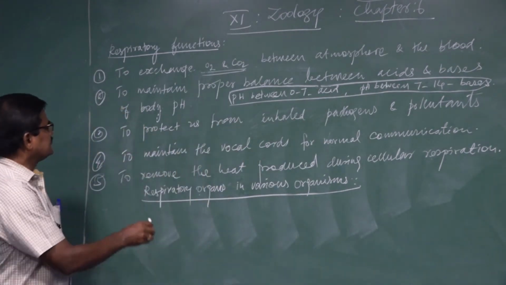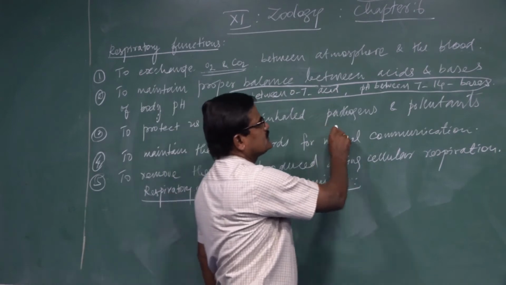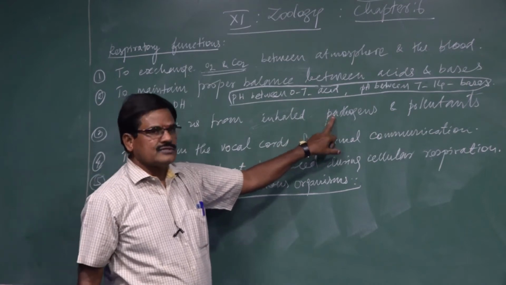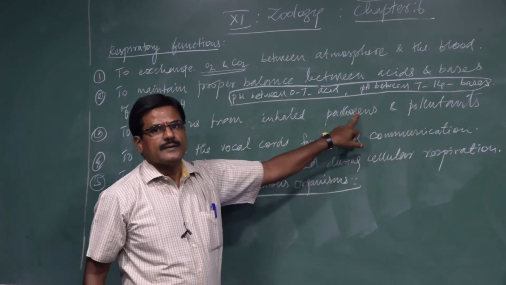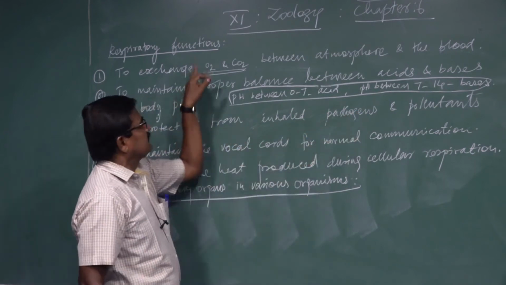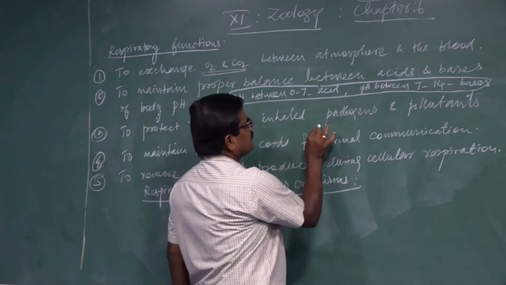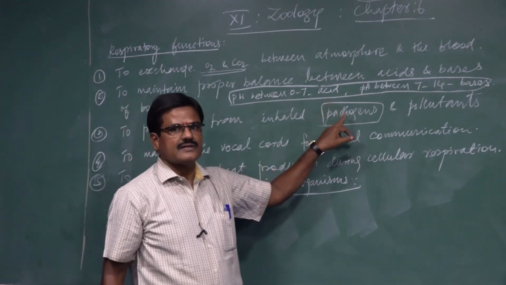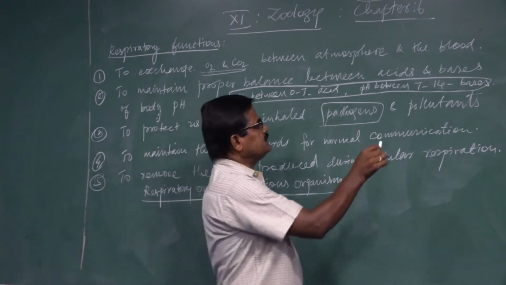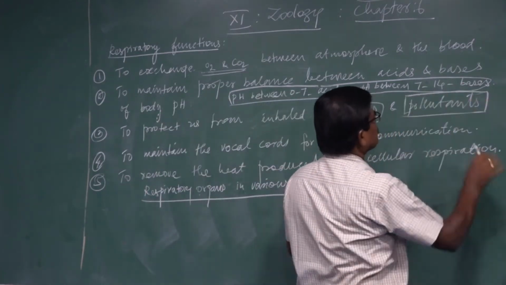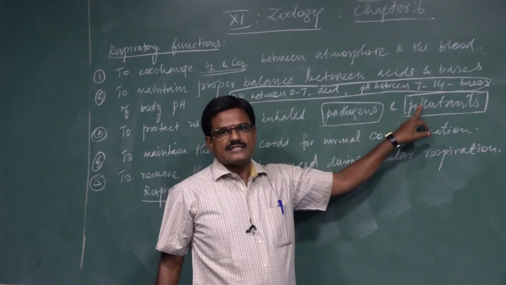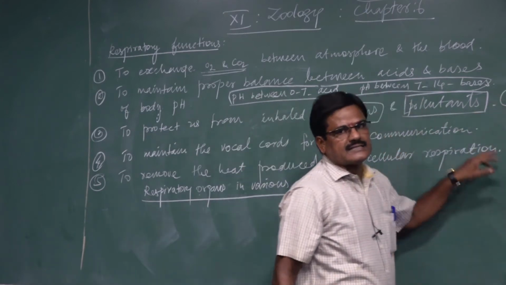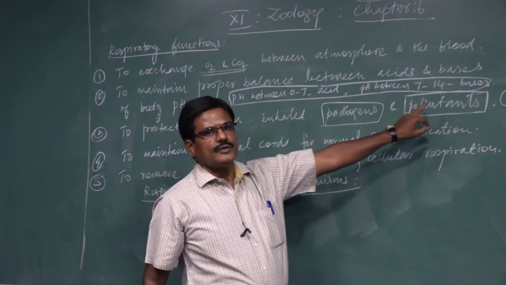The third function is to protect us from inhaled pathogens and pollutants. While we inhale the air, several pathogens and pollutants can enter the body, and they should be killed by the respiratory system. What is meant by pathogens? Disease-causing agents, or disease-causing microbes, are called pathogens. What is meant by pollutants? Pollutants cause pollution. For example, carbon dioxide and sulfur dioxide are examples of pollutants.